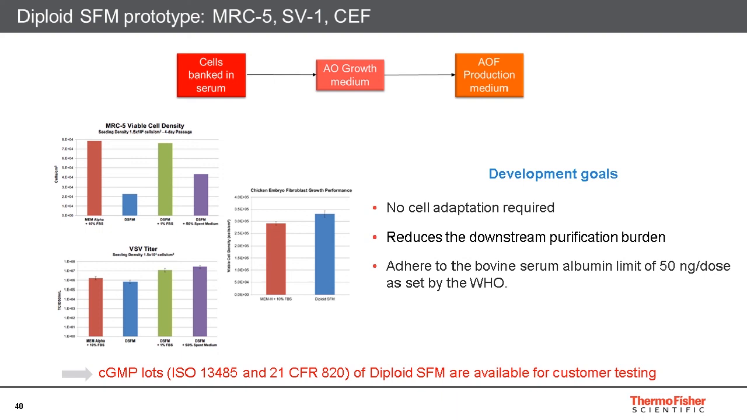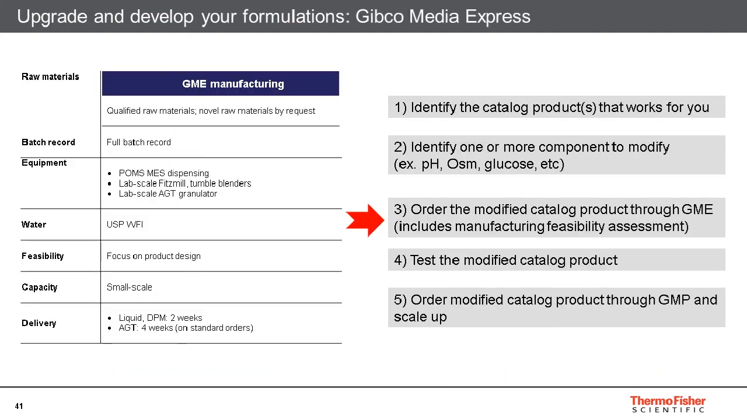Then the production medium is AOF to help our customers adhere to WHO guidelines in terms of BSA per vaccine dose. As you see on the left-hand side, viable cell density are reduced in this growth medium. However, if necessary, that can be mitigated with low addition of serum at 1% or conditioned media. And more importantly, when cells were infected with VSV as model virus, the titers obtained were in the same log range or higher with only 1% FBS addition.